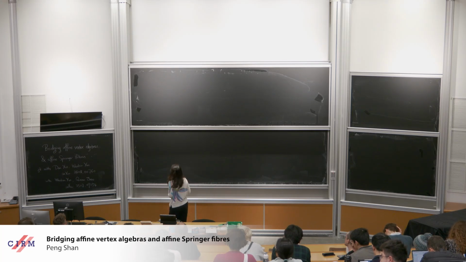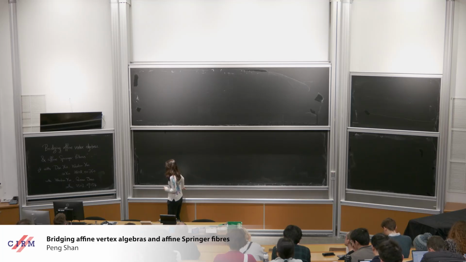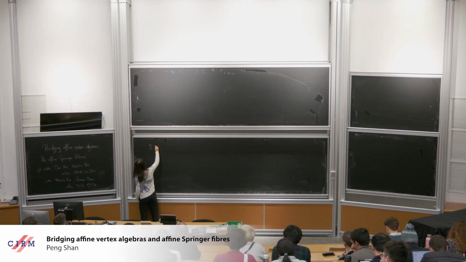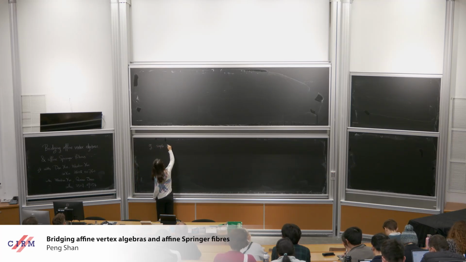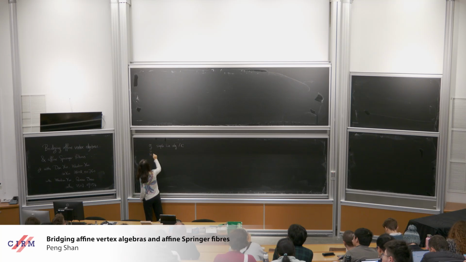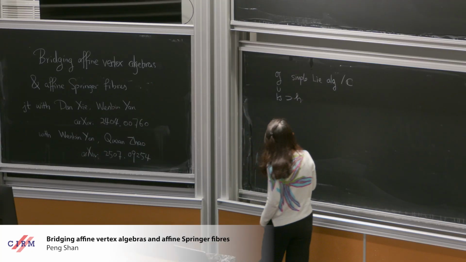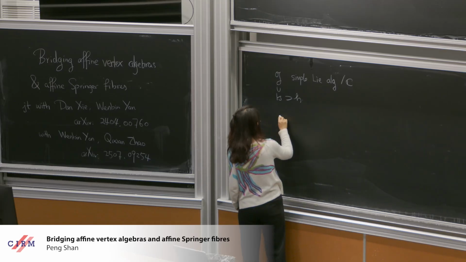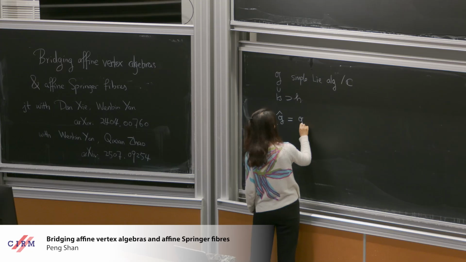Let me start by introducing some notation. Let's start with a simple complex Lie algebra, and I will fix a Borel subalgebra and Cartan. Then for each simple Lie algebra, we have an affine Lie algebra, which is the central extension of the loop algebra.